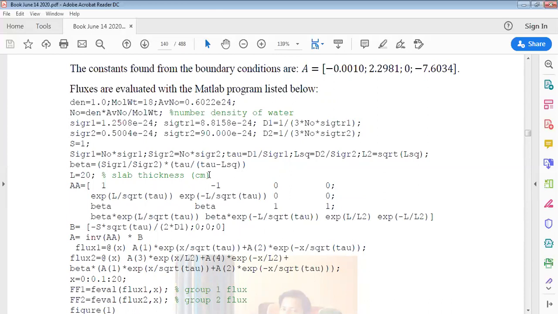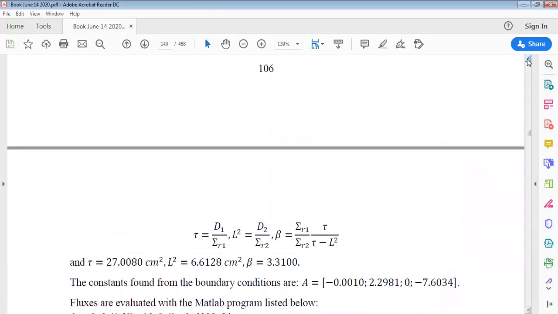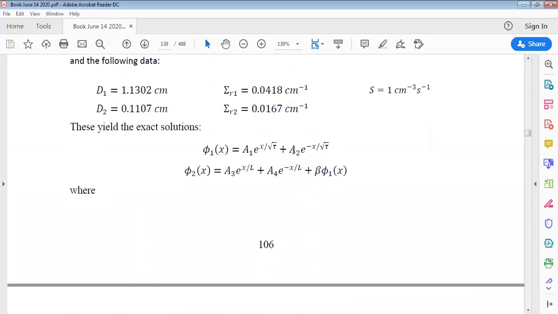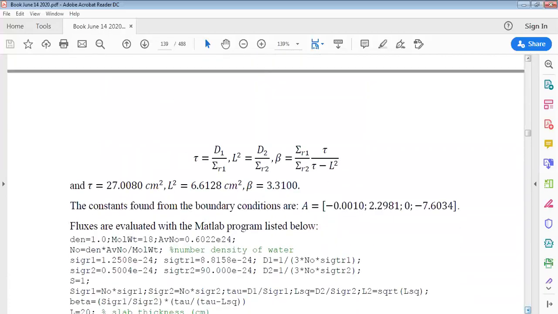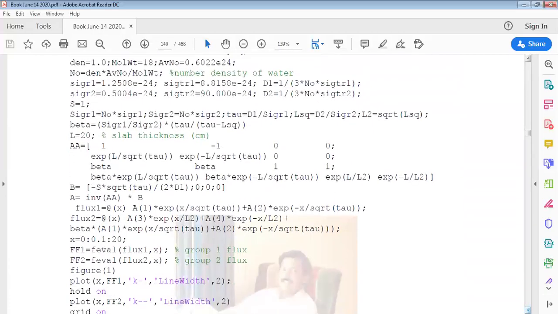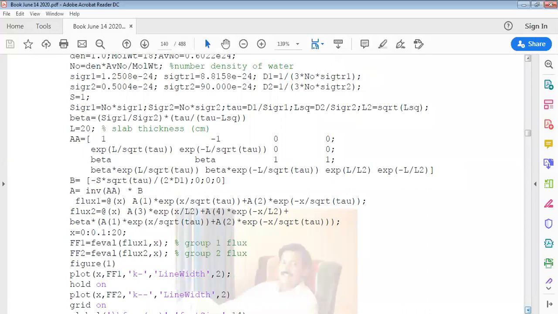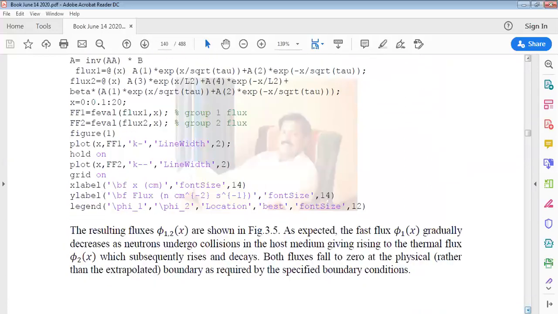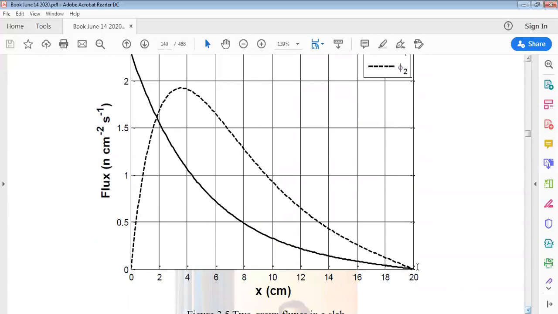Beta, the slab thickness in the x direction is 20 centimeters. This is after you've applied the four boundary conditions, you get a matrix. You solve the coefficients A, which come out to be A1, A2, A3, and A4. So that completes this solution. Once you've got the coefficients, you can plot the fluxes, which I've done here with the functions in MATLAB. And the idea was to show you the shape of the fluxes.